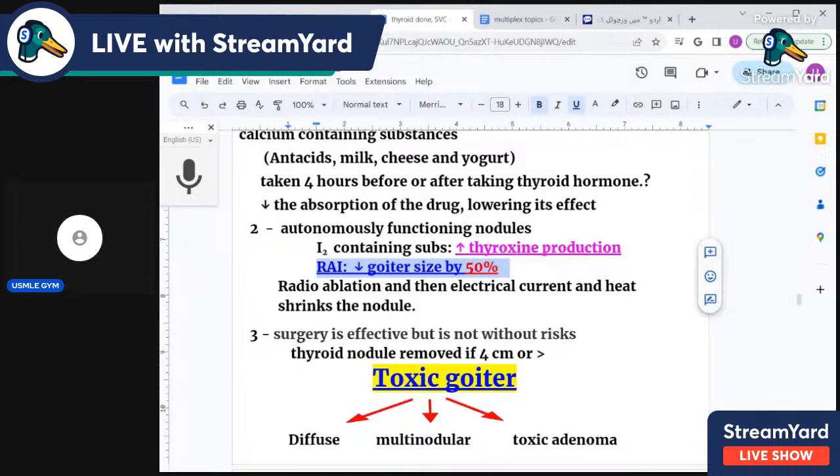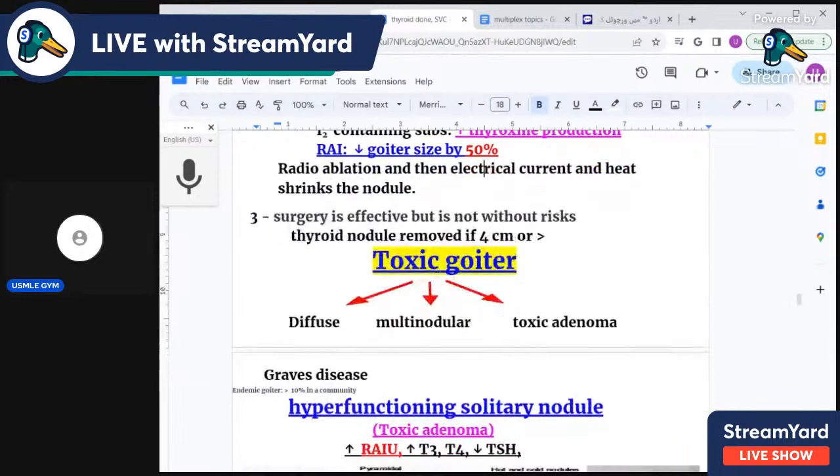Then you can do a radio ablation, where electrical current and heat shrink the nodule. Surgery is effective, but it has risks. What are the risks with surgery? It may cause infection, bleeding, and hypoparathyroidism, and it may cause tetany from decreased calcium.